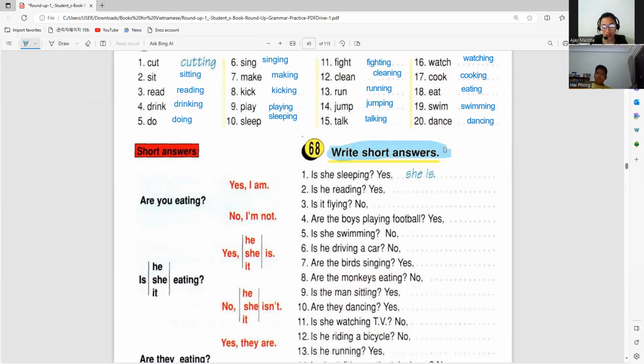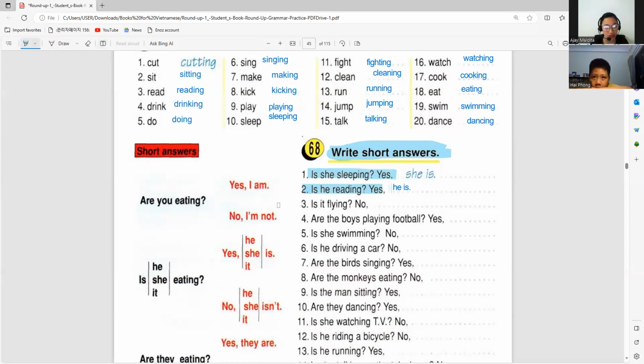Okay, look at our example. Is she sleeping? Yes, she is. Okay, number two. Is he reading? What is your answer? Okay, yes, he is. That's right. Yes, he is.